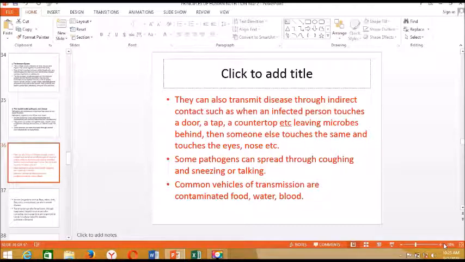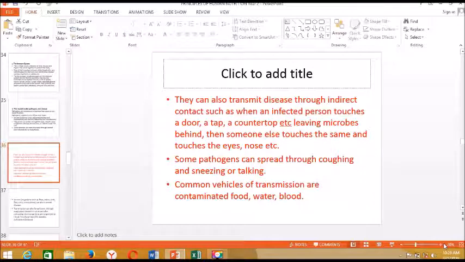So common vehicles of transmission are food, water, and blood. When we say common vehicles of transmission, it means the virus, whatever pathogen, whether it's bacteria or whatever, has to move from one point to another. Now, for that pathogen to move from one point to another, we call it a vehicle. It's like you traveling by car from Lilongwe to Blantyre. That vehicle is transporting you.